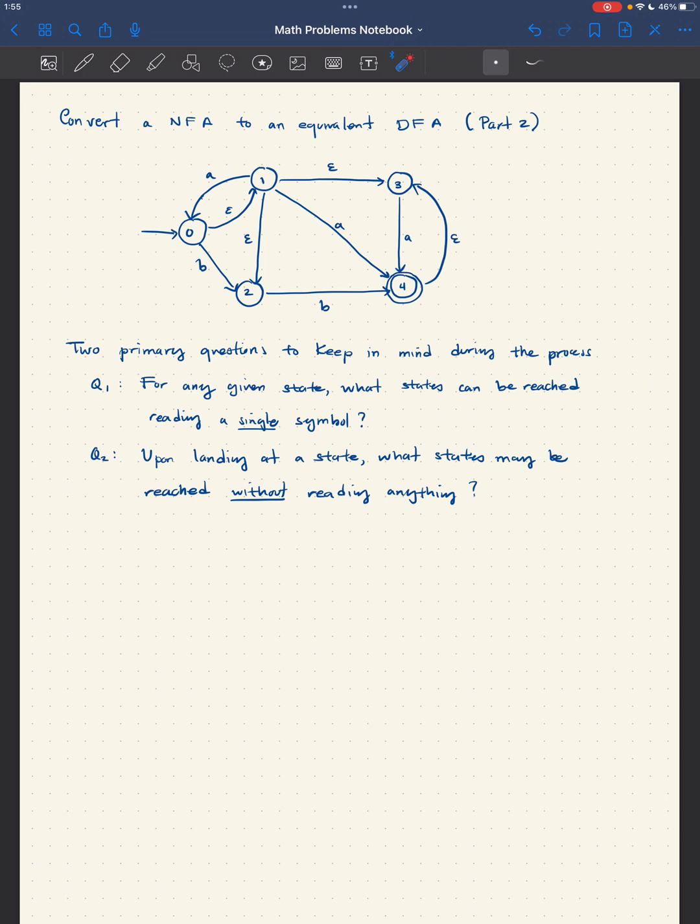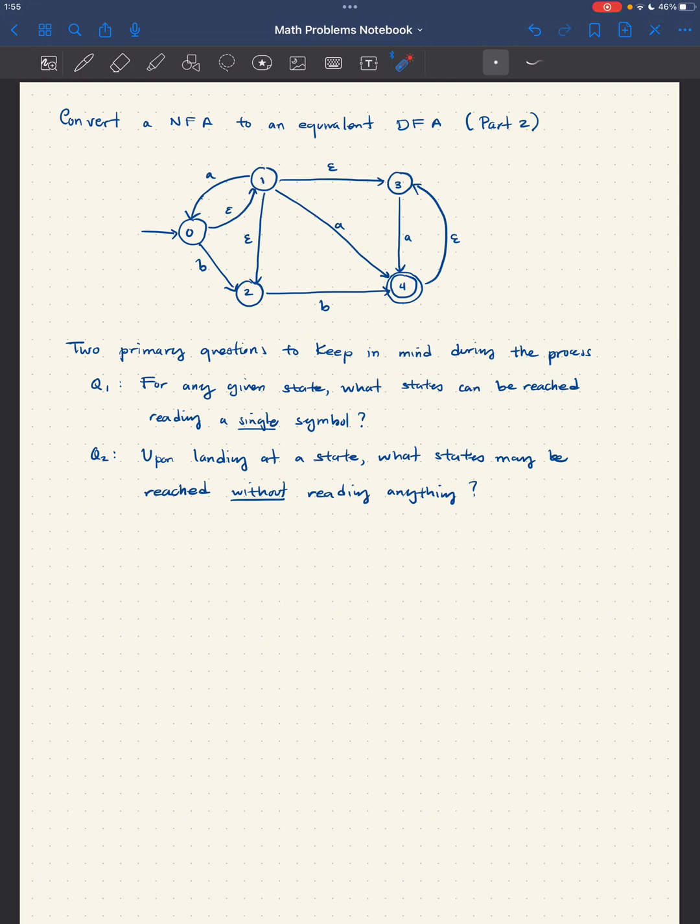Now, the only place where there's a real difference is this initial state, because the first question makes no sense. We are not reading anything yet, so it's only the second one that is relevant for our situation. So let's start. What are the things that we can reach just from the beginning without reading anything? Meaning, what are the epsilon arrows that we can follow from the initial state?